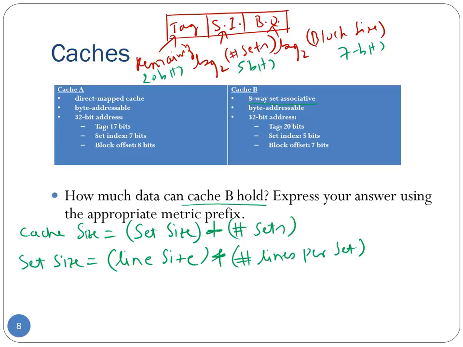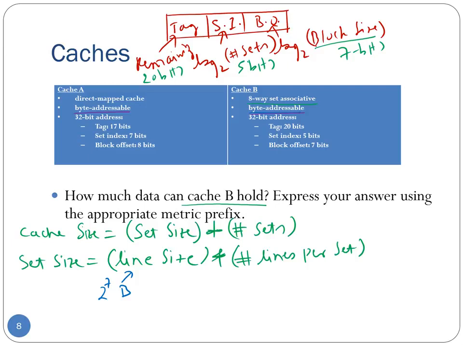The line size is basically the same as the block size. So if the block offset has 7 bits, the line size should be 2 to the power 7 bytes. That's straightforward. Notice that we can do this because this cache B is a byte addressable memory. Also the direct map cache that we worked on in the previous example is byte addressable memory, and that's why we can directly compute the line size from the block size. The computation will change a little bit if this was a word addressable memory, so we'll come to that later.